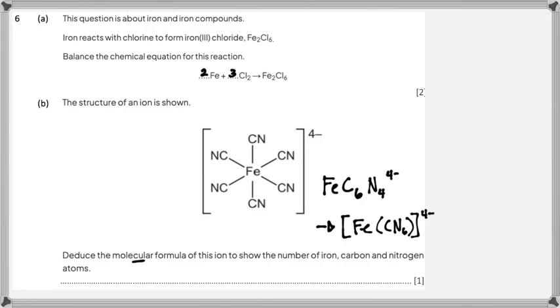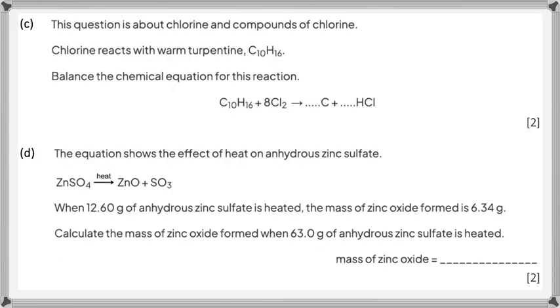Now for 6C, this question is about chlorine and compounds of chlorine. Chlorine reacts with warm turpentine, C10H16. Now balance the chemical equation for this reaction. So we have C10H16, and we have 10 atoms of carbon here. I'll just write 10 here.